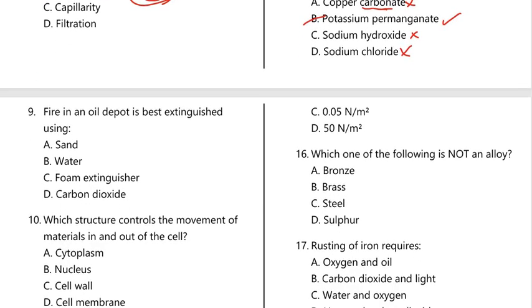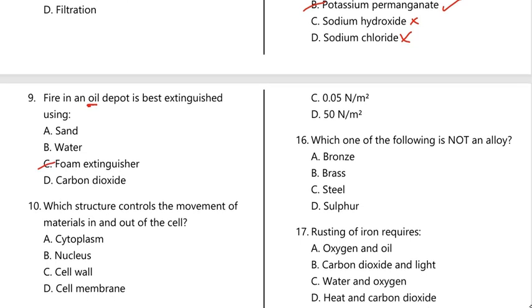No. 9. Fire in an oil depot is best extinguished using, we have fire in an oil depot, meaning it is fire which has been caused by oil. We use foam extinguishers. They are effective for oil fires.